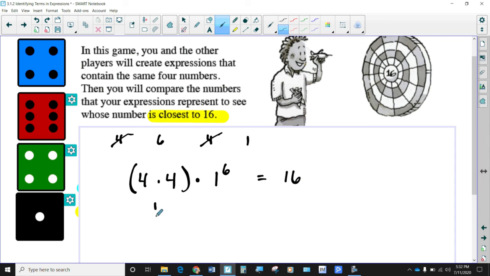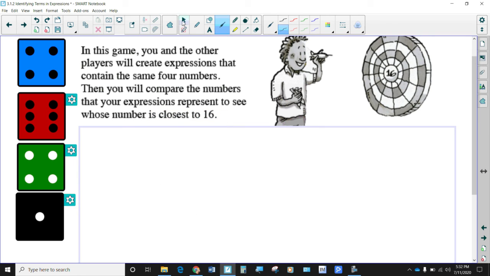So 4 times 4 is 16. And then 1 to the 6th power literally means 1 times 1 times 1 times 1 times 1 times 1, which is 1. And that's how you get 16. See how this game works? What fun. Okay, so I'm going to clear all that off. And let's do it again.